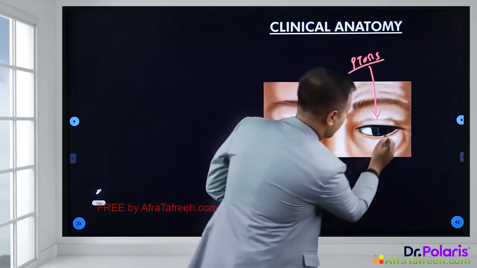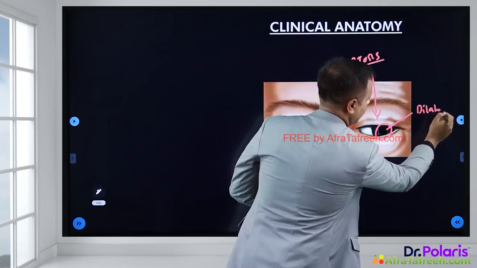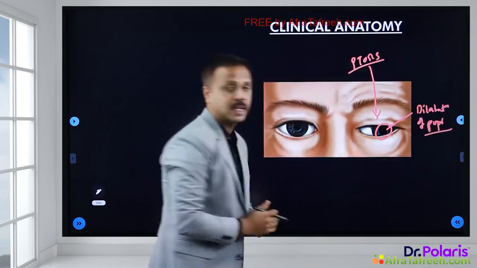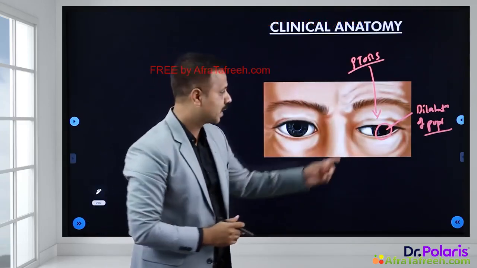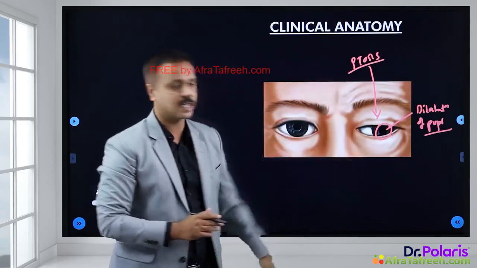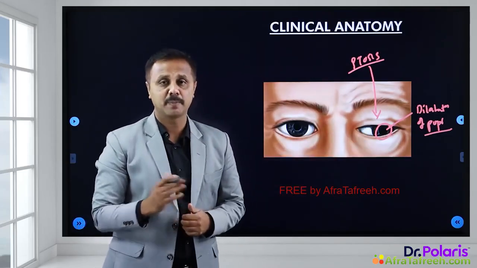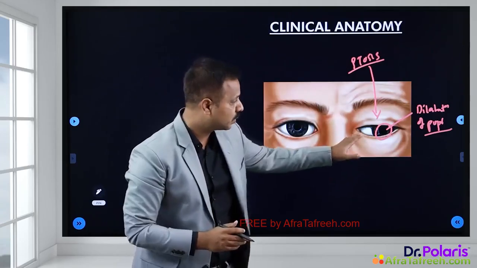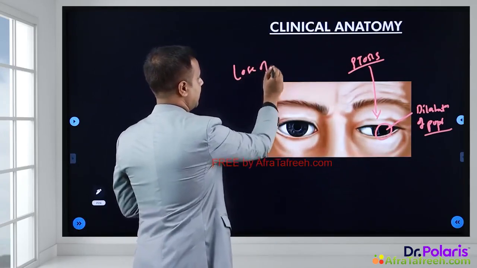Apart from this, there is one more important feature, that is dilatation of the pupil. Now, why does dilatation of the pupil occur? This is because of paralysis of what muscle? This is because of paralysis of the sphincter pupillae. So, these are some of the clinical features associated with the oculomotor nerve. Once the dilator pupillae is unopposed because of the paralysis of the constrictor pupillae, it not only leads to a dilated pupil, there is also a little bit of loss of accommodation.